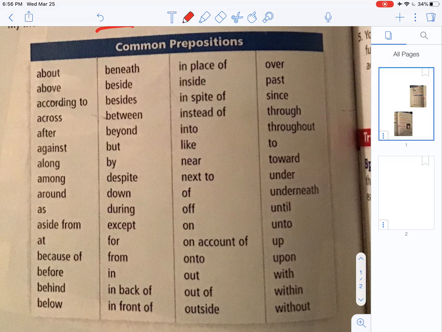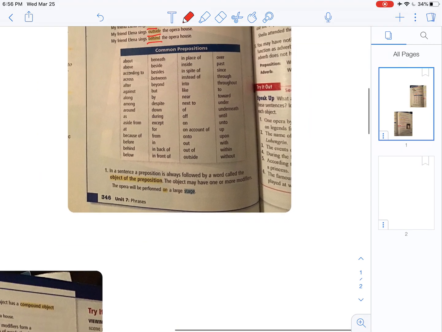So if we're looking at these, you will notice also that some of them are one word, like about and above. But then you have some phrases like according to, instead of, on account of, in back of, in front of. And that whole phrase is one preposition. So if you're looking at the preposition according to, according is not just the preposition, it's according to. That whole phrase counts as just the preposition. So again, you can either pause it at this time and write these down if you think that's going to help you, or you can take a screenshot as well.